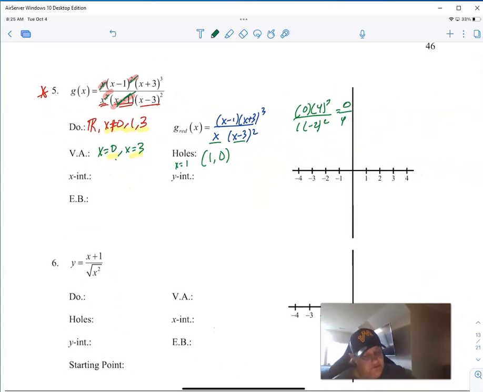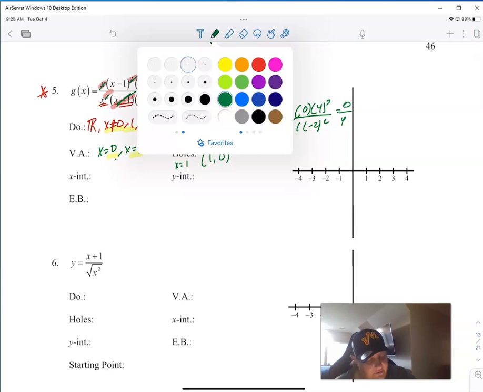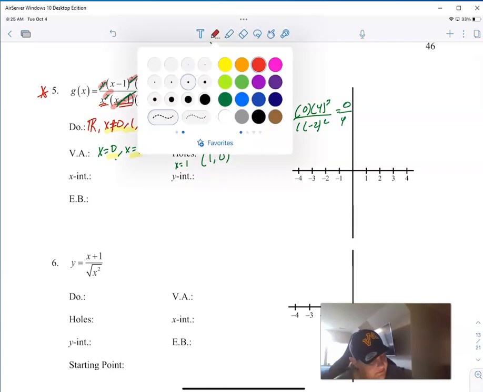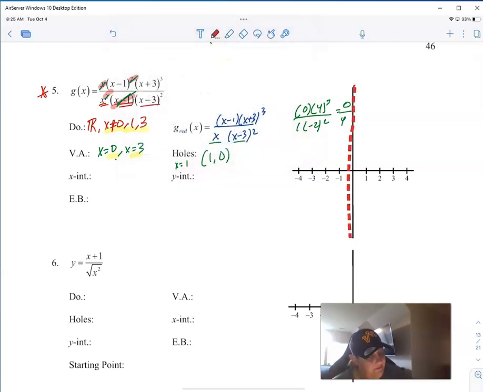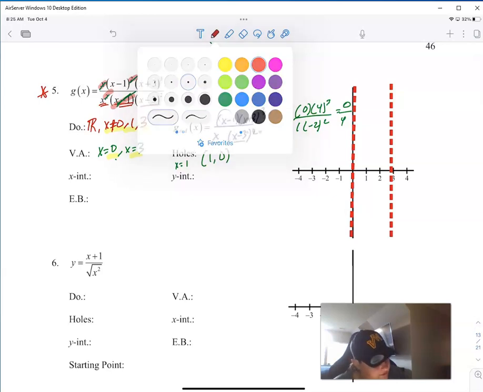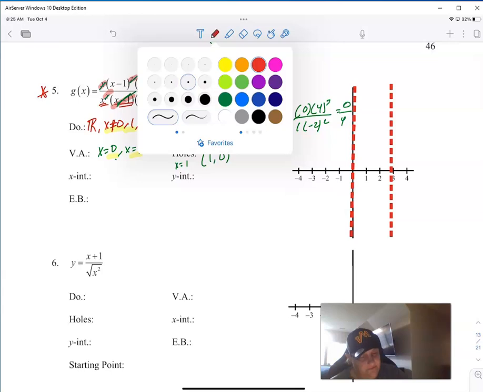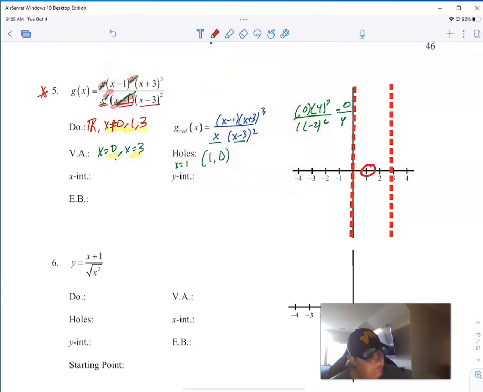So far, let's just put what I have here. I have an asymptote at 0. I have an asymptote at 3. I have a hole at the point 1, 0.